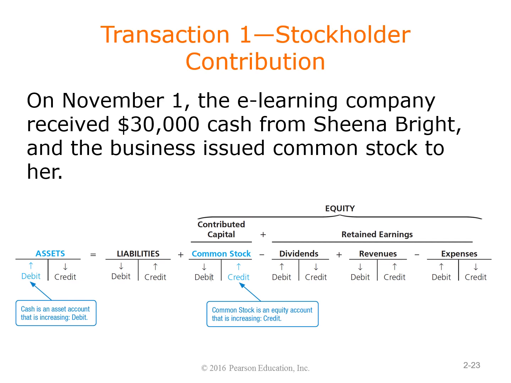On November 1, the e-learning company received 30,000 cash from Sheena Bright, and the business issued common stock to her. So actually what happened here? If you remember in chapter 1, we said whenever we receive cash against common stock, the asset will increase cash, so it will be debited as you can see, and the common stock will increase in credit. So actually now we have two sides, debit and credit, and both must be equal.